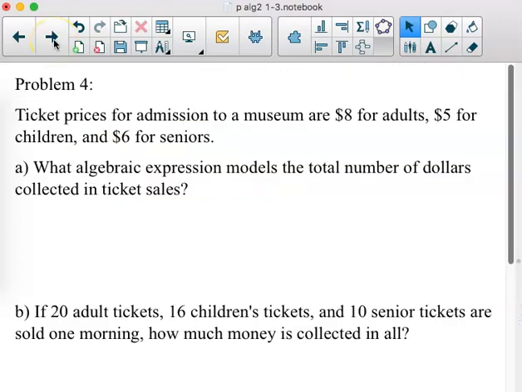Problem 4. Now we're back to doing a little bit harder translation for problem 4. We're talking about ticket prices for admission to a museum. So ticket prices for admission to a museum are $8 for adults, $5 for children, and $6 for seniors. What algebraic expression models the total number of dollars collected in ticket sales? And this is where we're going to stop and come back tomorrow.